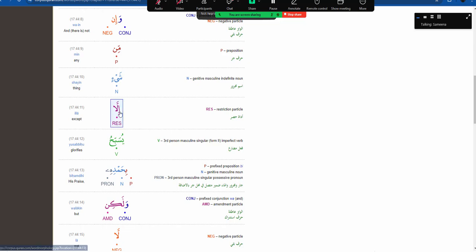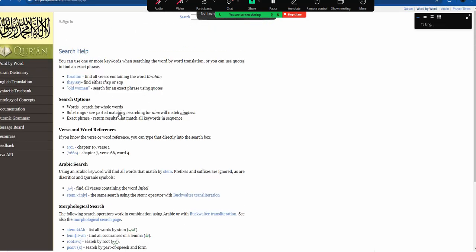When does this illa make the mudari majzum? When the meaning is unless or if not, which means it is a combination of in and la, only then it makes the mudari after it majzoom. So illa yusabbihu is not a conditional article. I can take one more example.